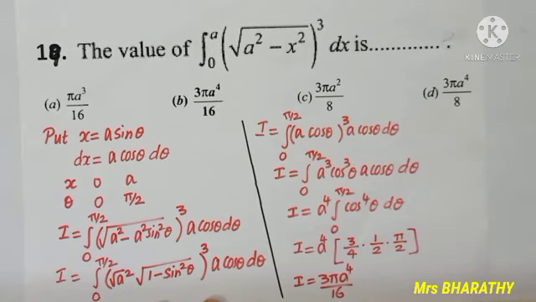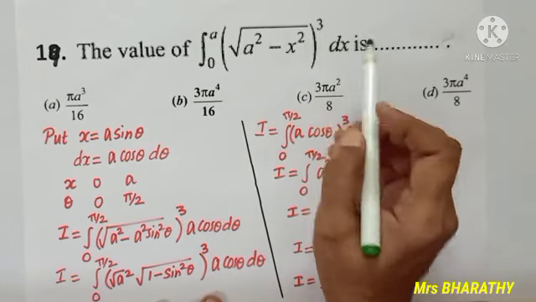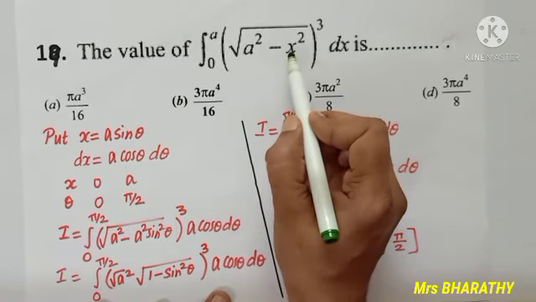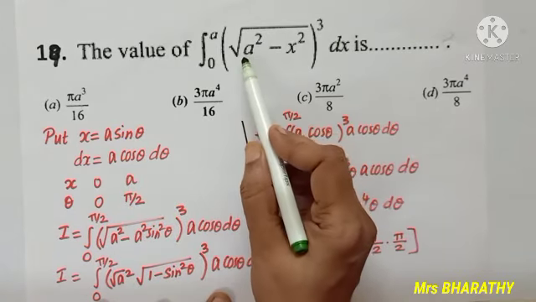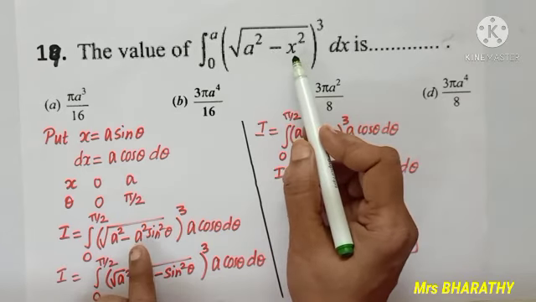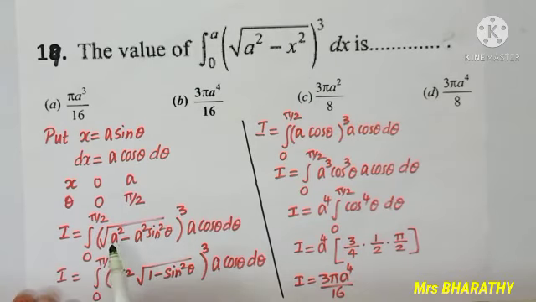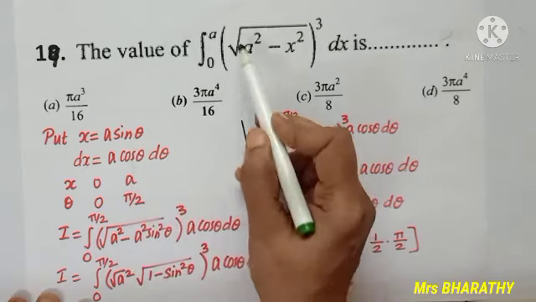Question number 19. The value of integral 0 to a root of a square minus x square the whole cube dx. Let us go with the substitution pattern. Putting x as a sin theta, this becomes a square minus a square sin square theta. Taking a square out, it is 1 minus sin square theta, which reduces to cos square theta, and square root is cos. So the obvious substitution is x equals a sin theta to get rid of the root symbol.